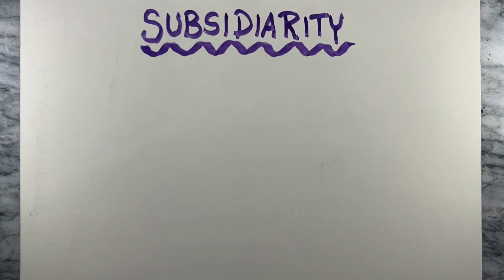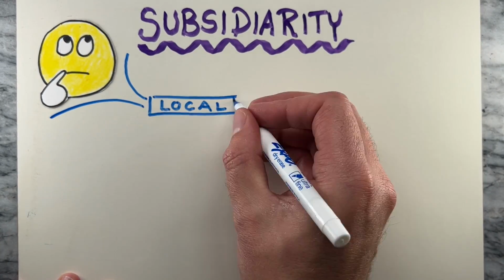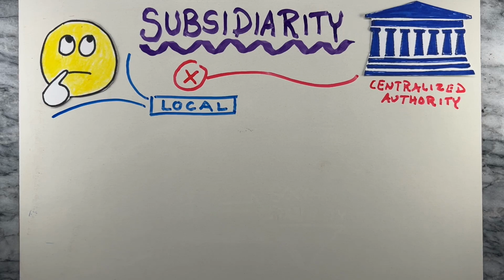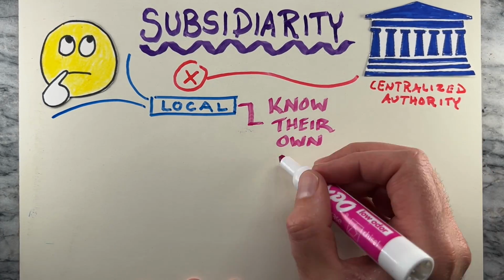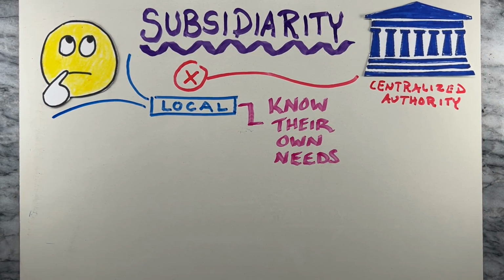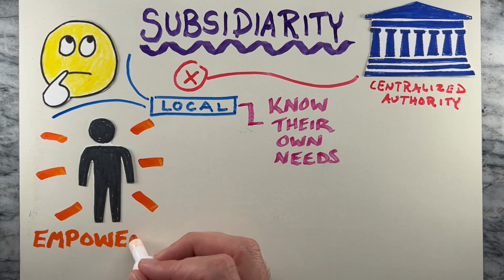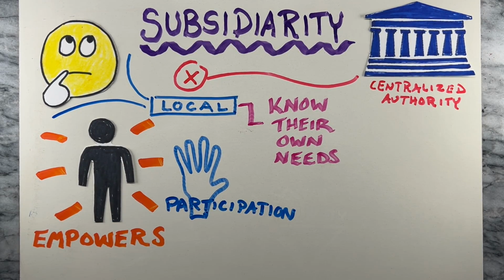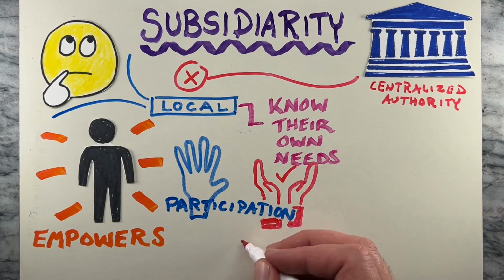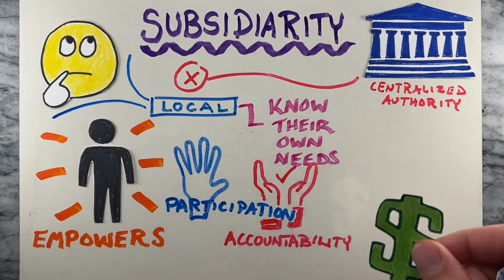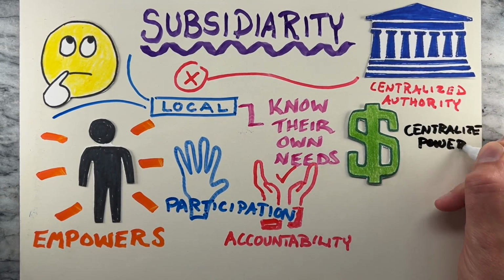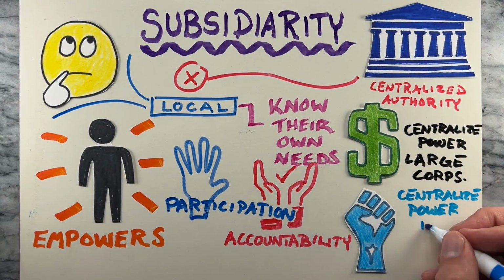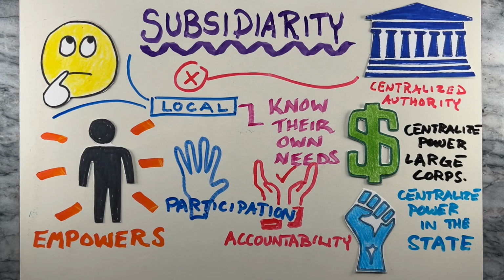The fourth principle is subsidiarity. This principle holds that decisions should be made at the most local level possible, rather than by distant, centralized authorities, because it is believed that local communities understand their own needs and context best. In distributism, subsidiarity empowers individuals and local communities, fostering a sense of participation and accountability. This is believed to contrast with both capitalist systems that may centralize power in large corporations and socialist systems that centralize power in the state.